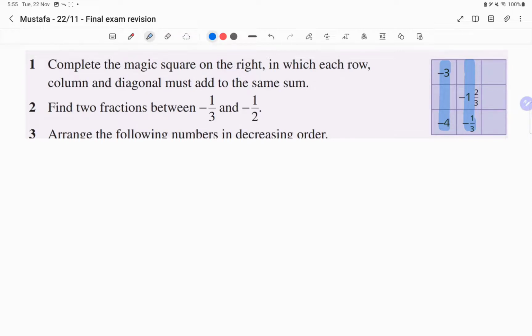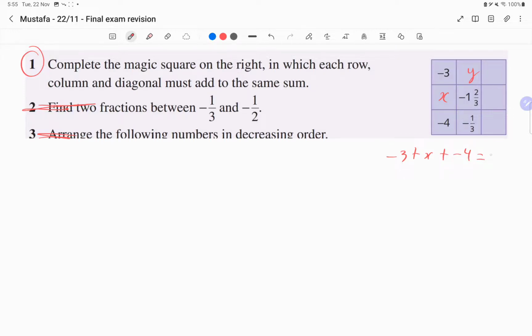Then if I call this one x, and this one y, then the first equation, so we're doing question 1, ignore the other two. We've got -3 plus x plus -4, right, equals to something else.